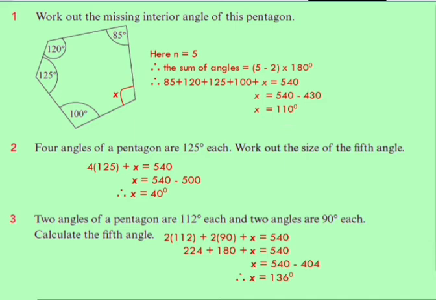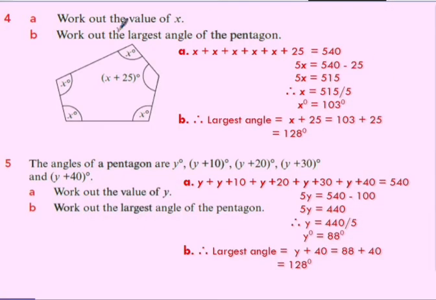Now let us move to the fourth question. Work out x, similar to the previous question. Just add all and equate to 540. You can write the reason: since the sum of the angles of a pentagon is 540. So equate, add them all. So it makes 5x and 25 you shift this side. So 5x is 515 and we get the answer 103.